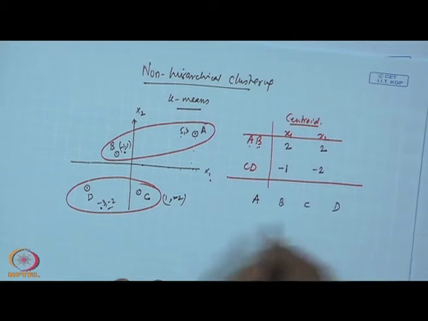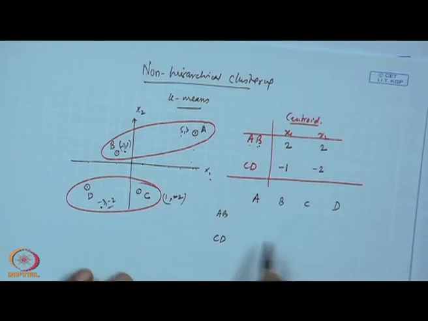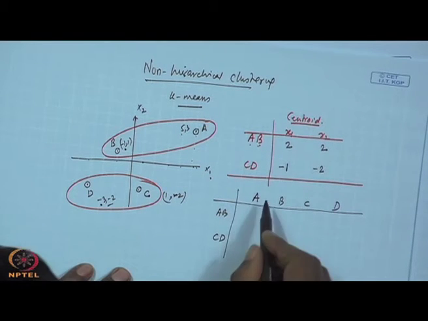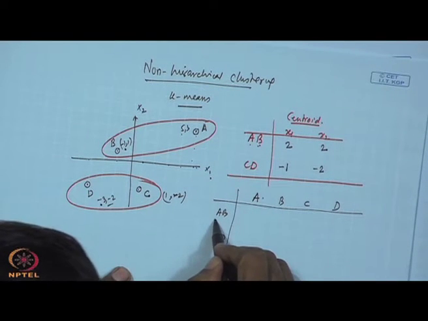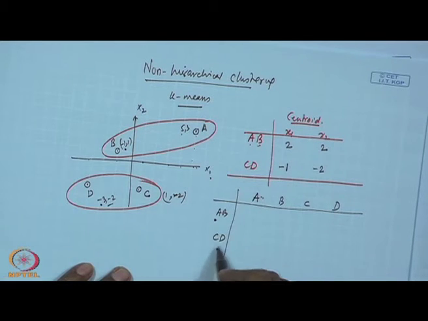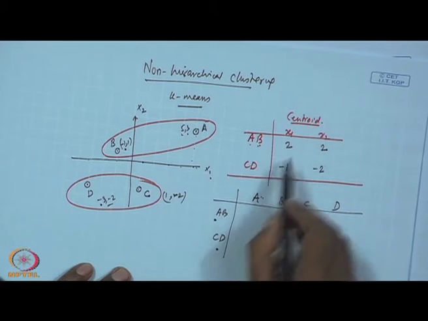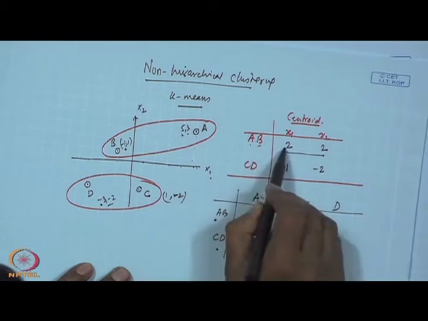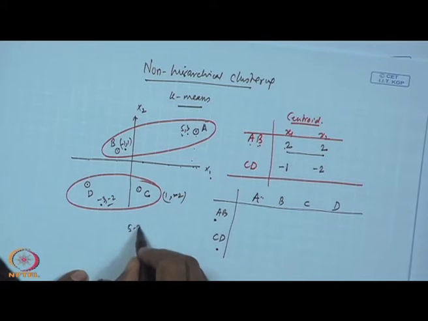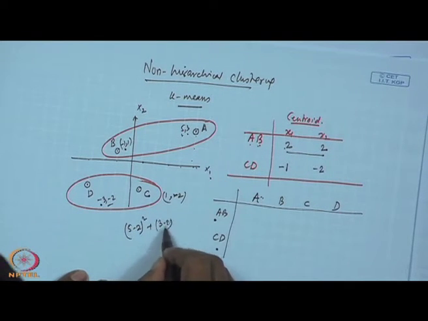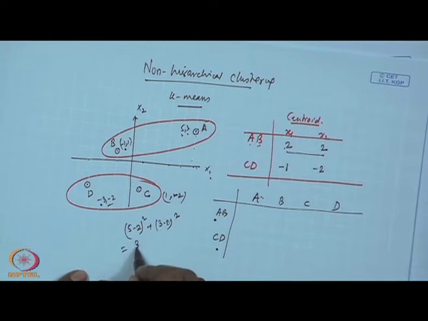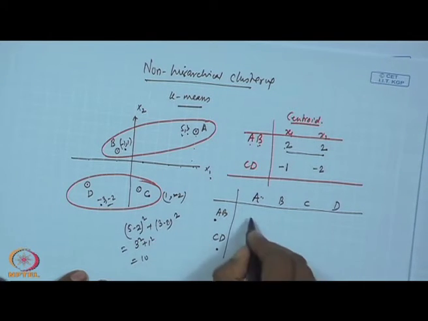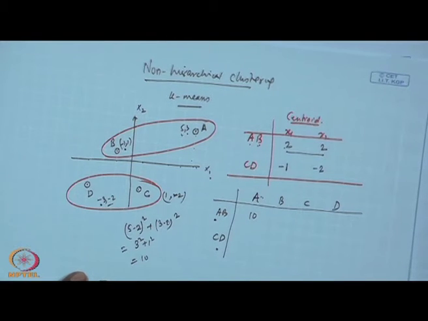B, C, D. Then A, B is there and C, D is there. Now, find out the distance between A and AB, A and CD. Now, A is 5, 3, AB 2, 2. So, 5 minus 2 square plus 3 minus 2 square, that means 3 square plus 1 square, this is 10. So, this one is your 10, distance is 10.